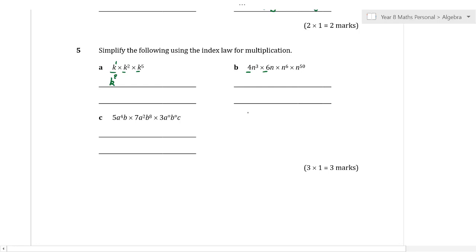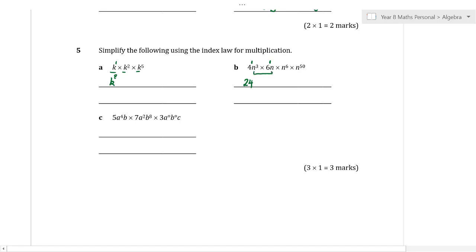4 times 6. There is no index law for 4 times 6 because these things, if they were indices, are of a different base. Let's write it even out the front. We've got 4 to the power of 1 and 6 to the power of 1. We can't do anything with those other than the fact we can multiply 4 times 6, which we've been doing since primary school, which is 24.